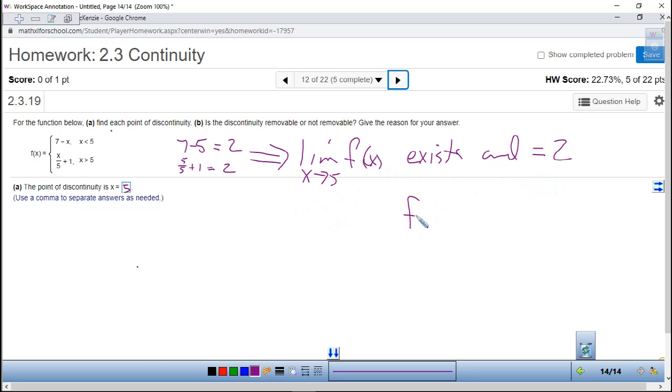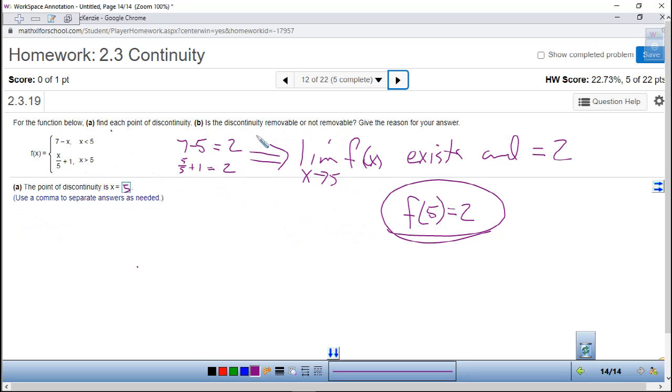So now, what's the one thing that you can do to fill that in? Well, if you were to say f of 5 equals 2, you could add that one point right there and you could make this thing continuous. That's what it means if it's removable or non-removable. So this is a removable discontinuity.